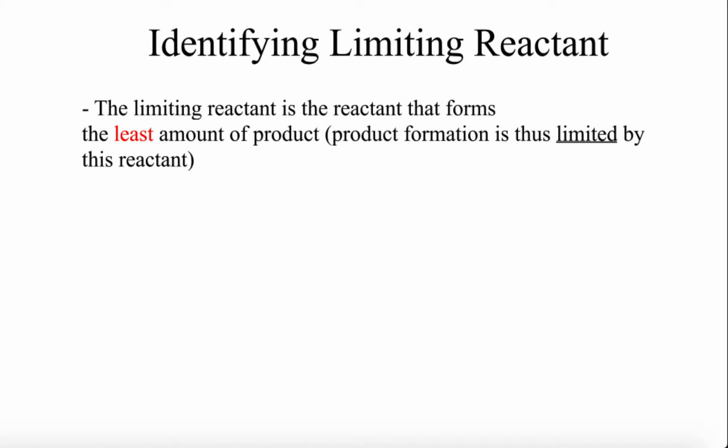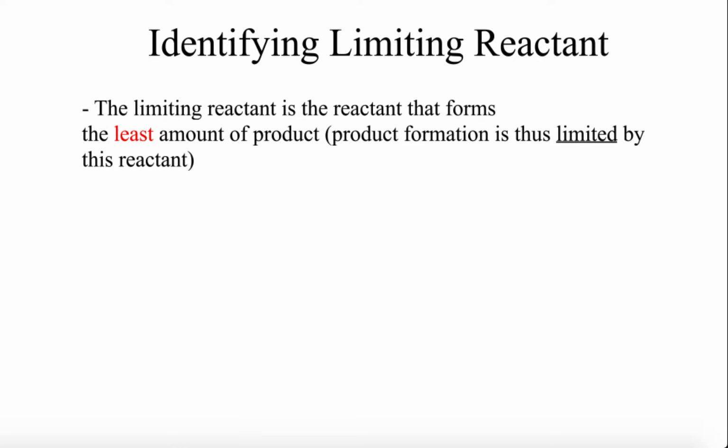So identifying the limiting reactant is pretty easy. All you have to do is just find the reactant that will make you the least amount of product. So now we're going to be given initial quantities for every reactant. We just have to first figure out which one is going to make me the least amount of product. When the product formation is limited, that's how we know that this reactant is the limiting one.